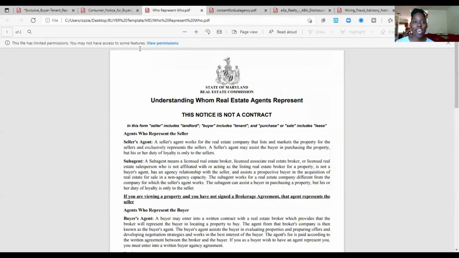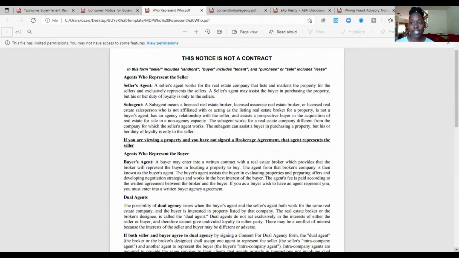The next form we have is who represents who. This is not a contract. If we meet in person, you may see that highlighted, but I try to do it electronically. But this is not a contract. It just gives you the terms and definitions of agent who represents who, what is a seller's agent, sub-agent. And one thing I like to point out here, which is underlined: if you are viewing a property and you have not signed a broker agent agreement, which is the first document we went over in this presentation today, that agent represents the seller.